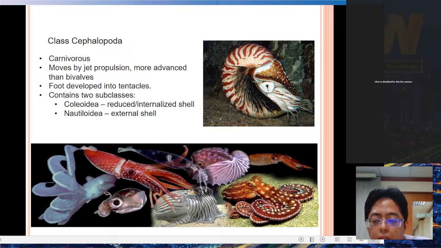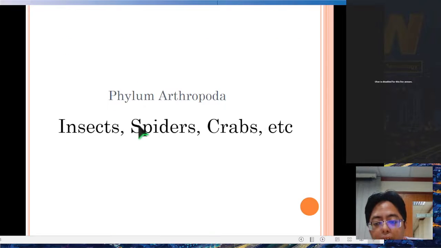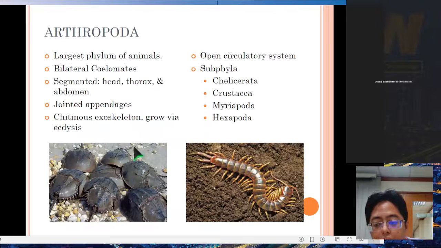You have the Coleoida and Nautiloida. Coleoida is the one that has an internal shell or reduced shell. Okay, if you look at them, they look like they don't have any shell at all, except for the bone inside. But Nautiloida is the one that has a shell. Okay, like the one on top here is Nautiloida, and the one below, the squids, octopus, cuttlefish, they all have an internal shell, called Coleoida.